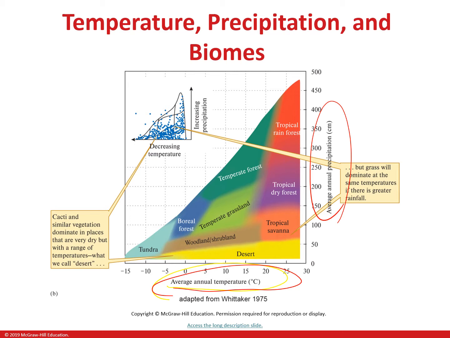The little diagram up in the top left corner is actually showing you the data Whitaker used to make this diagram. Each of the blue dots was a different place he went to, and then he drew the little boundaries based on what types of biomes he found in those places.